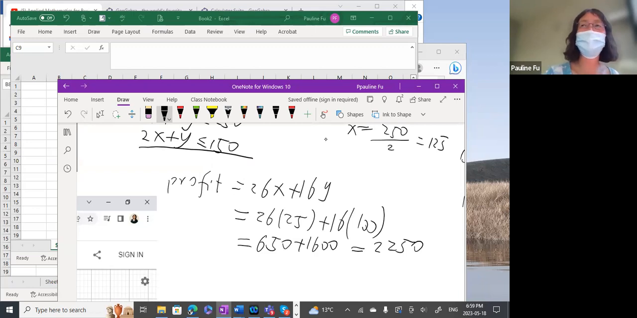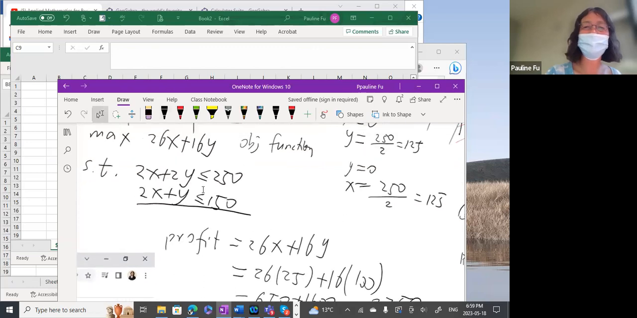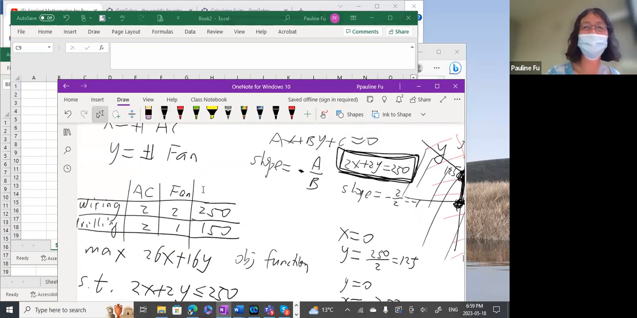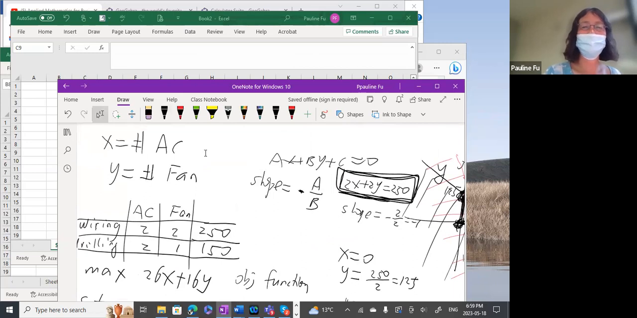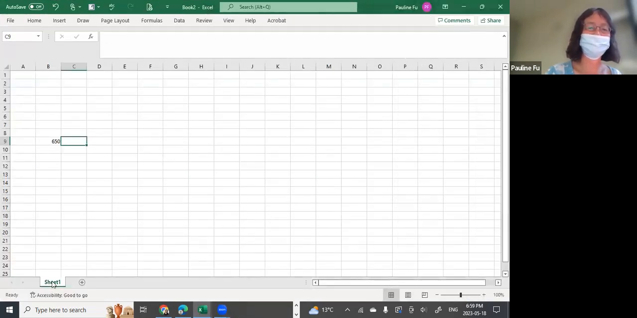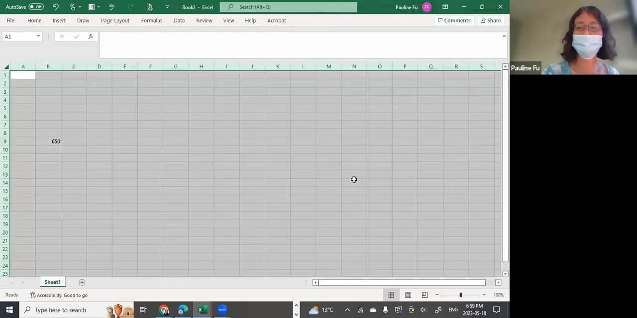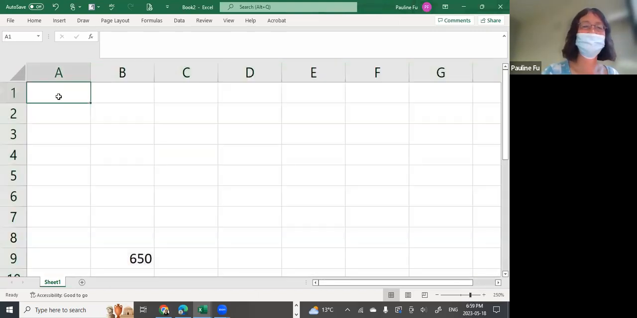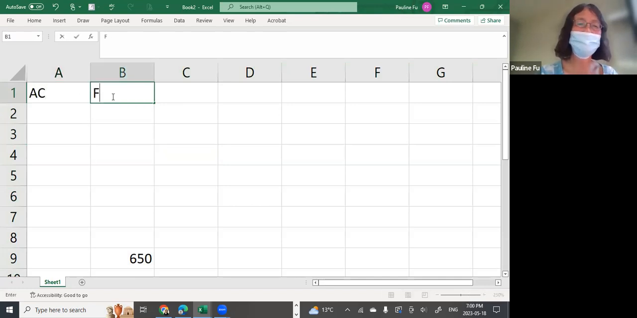So this is a linear programming problem. Can we solve this question in Excel? The answer is yes. So in Excel, we need to use a solver. So now I'm going to use Excel to solve this question. So we have an air conditioner. We have a fan. Okay, two products.